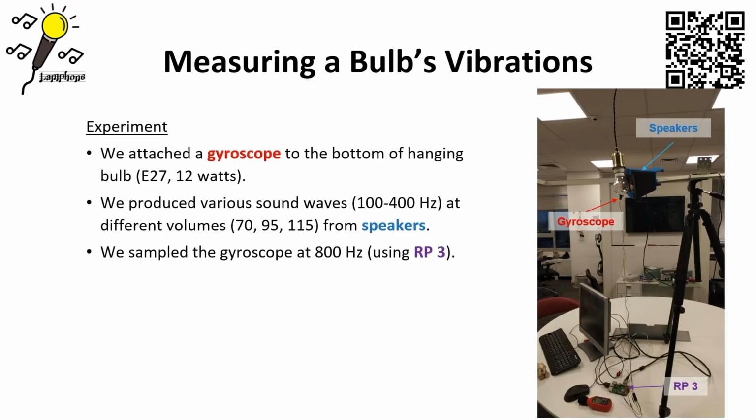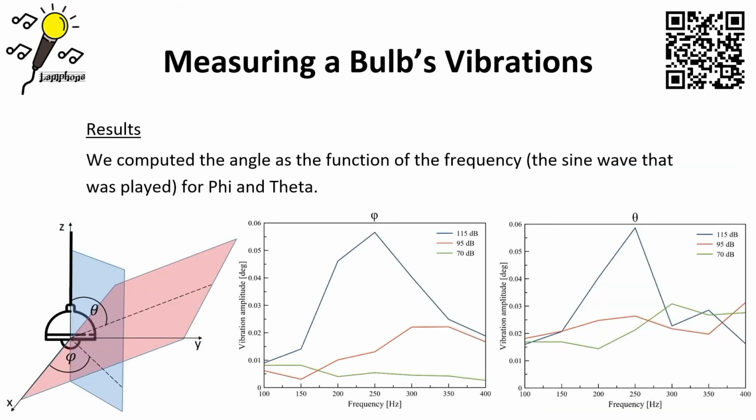We attached a gyroscope to the bottom of a hanging bulb. You can see it in the picture to the right. And we produced various sound waves at different volumes from nearby speakers. Again, you can see the speakers in the picture to the right. And we sampled the gyroscope at 800 Hertz using a Raspberry Pi 3. And these were the results that were obtained.